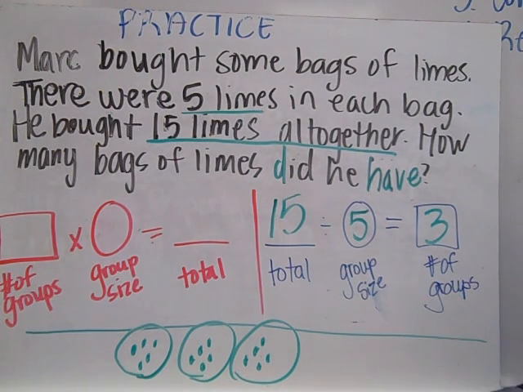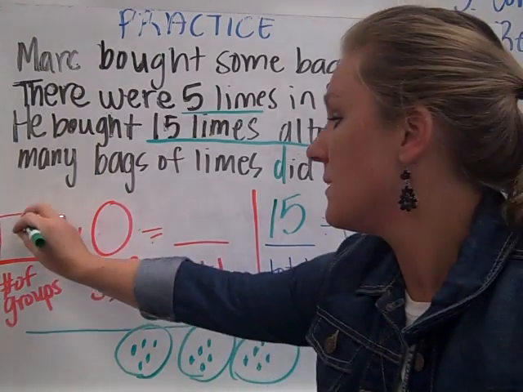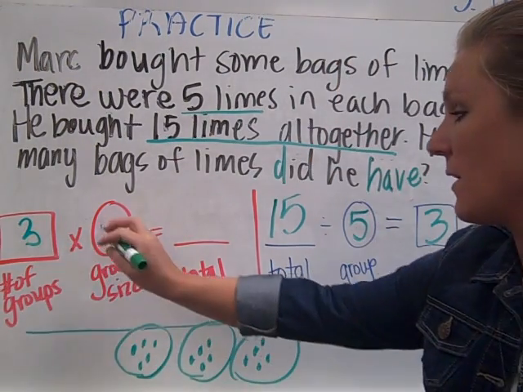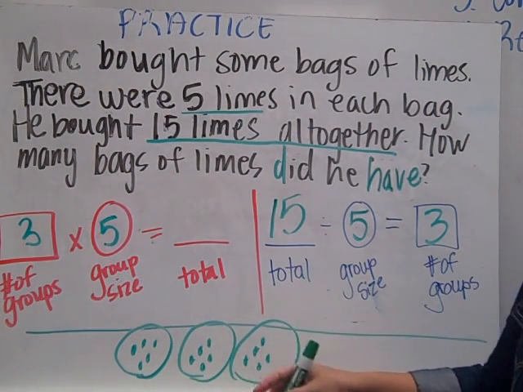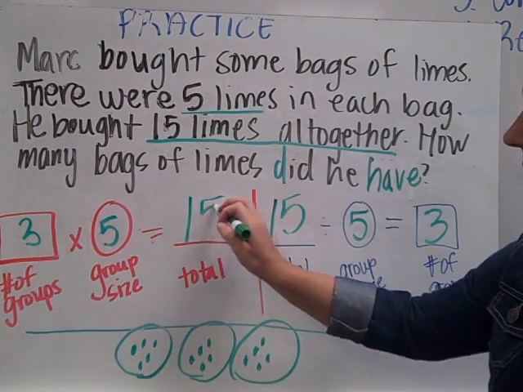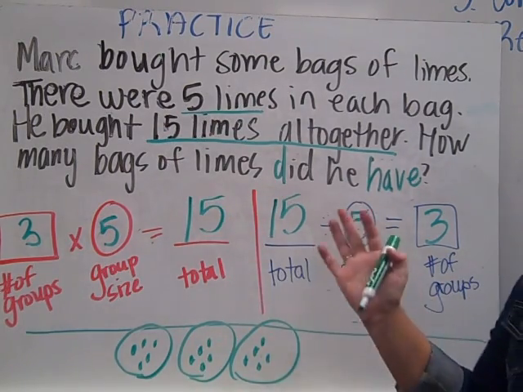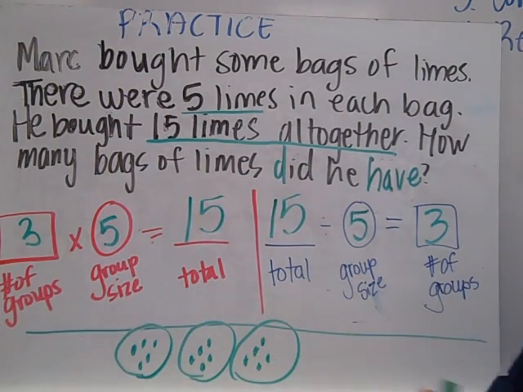If you check it with multiplication, I know I have 1, 2, 3 groups times 5 as my group size, or number in each group. And all together when I add up each group, 5, 10, 15, that's my total. So it does indeed work, and you can always check division with multiplication, okay?